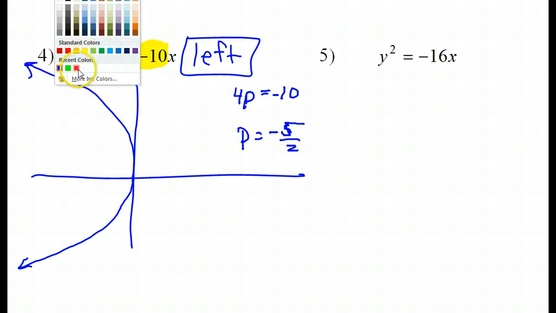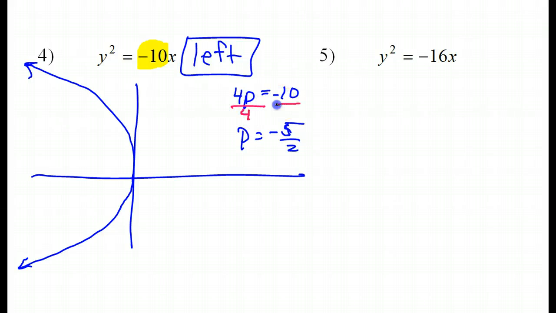I should probably show it. I'm dividing by 4. And see, there I just reduced. This 10 over 4 reduces down to 5 over 2. Now, it would be helpful to have the decimal version, alright? So p is equal to negative 2.5.